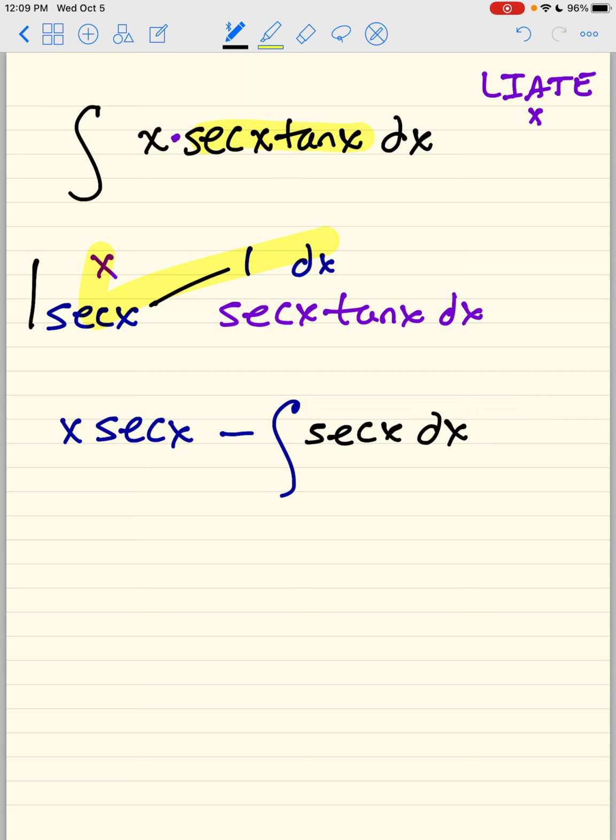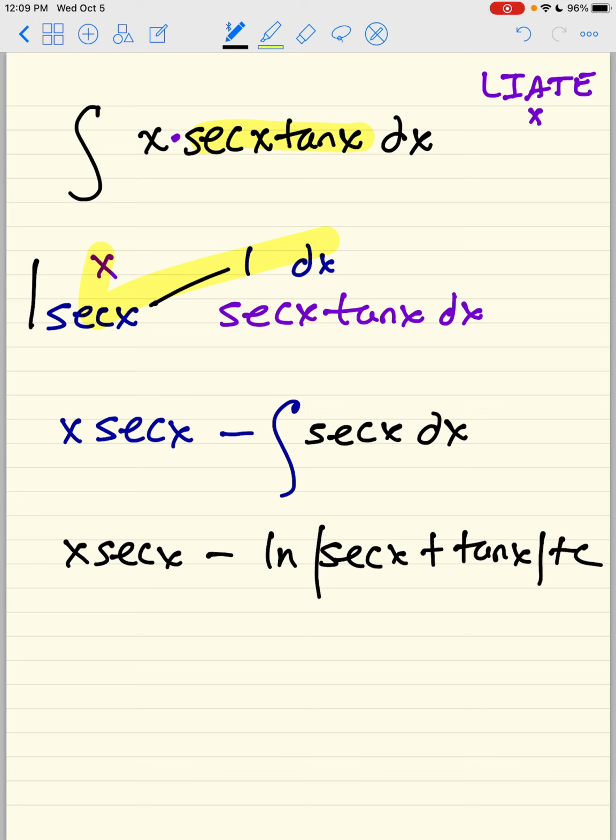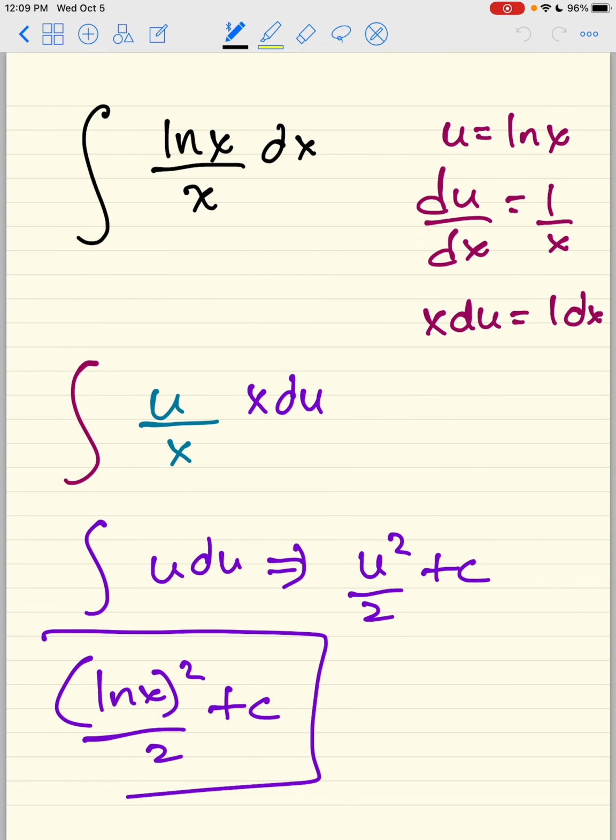So now you have to remind yourself of the integral. So the integral of secant x is positive ln secant x plus tan x. You're done, because you're not left with any more integrals. Okay, so this is just a perfect integral.